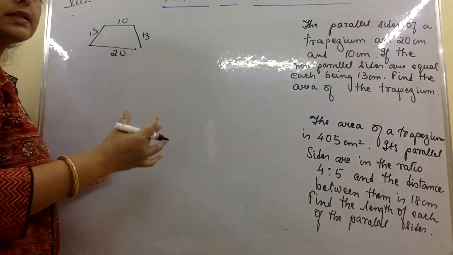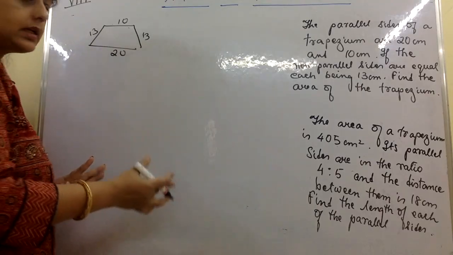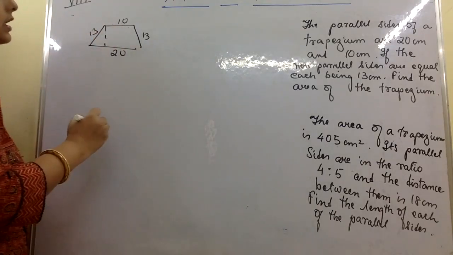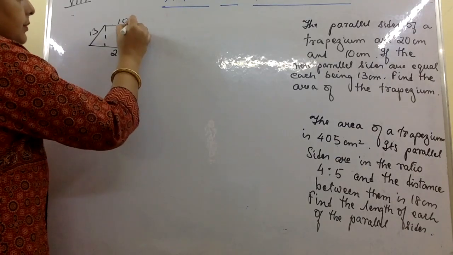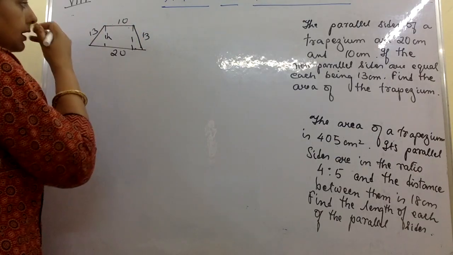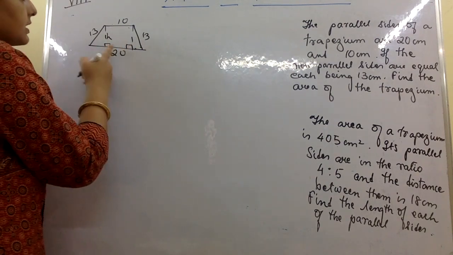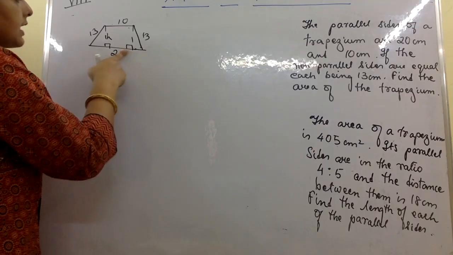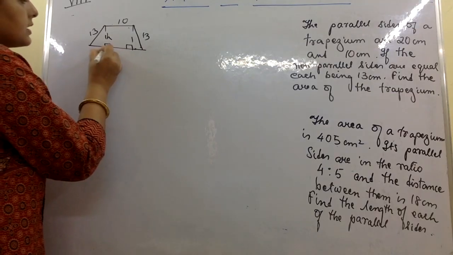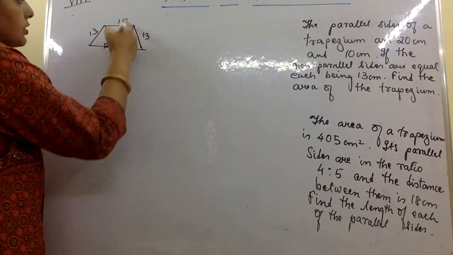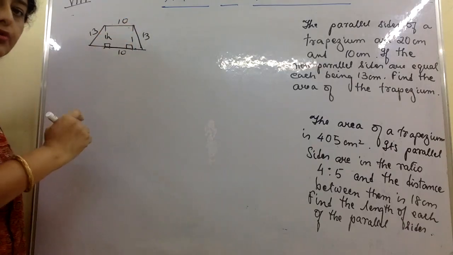Now there is something missing in this. What is missing? The height is missing. Now what to do? If I make heights like this, H, this becomes a rectangle because height is always at 90 degrees. Now if it is a rectangle, then this much part, that is the base of the two heights, is 10, because the opposite sides of a rectangle are equal.